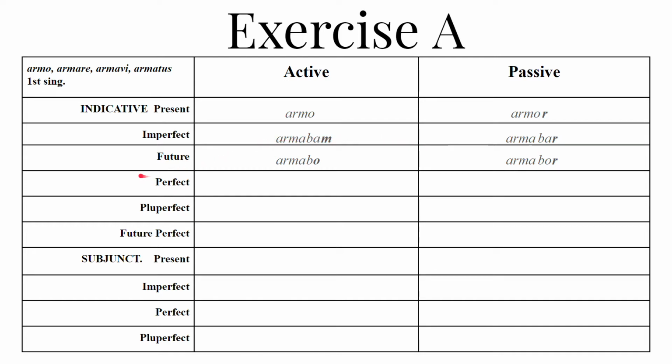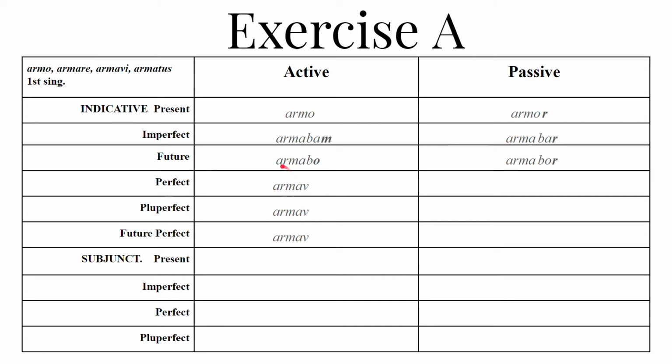Now for the completed action tenses. The present, imperfect, and future are the progressive or continuous action tenses. That's why they use the present stem. For the perfect, pluperfect, and future perfect, we're going to the third principal part and we're chopping off the I. But this is only for the active voice. We only use the perfect stem, third principal part minus the I, for the perfect, pluperfect, and future perfect active voice. So armav all the way down here.